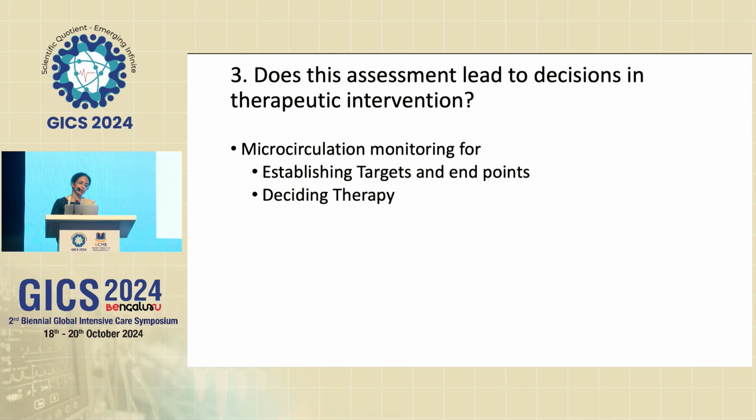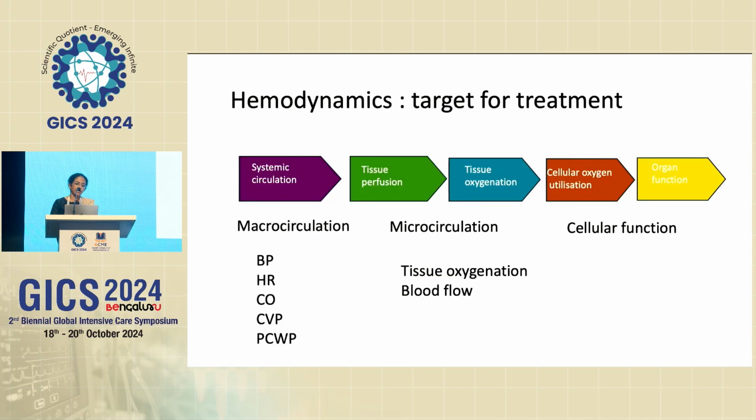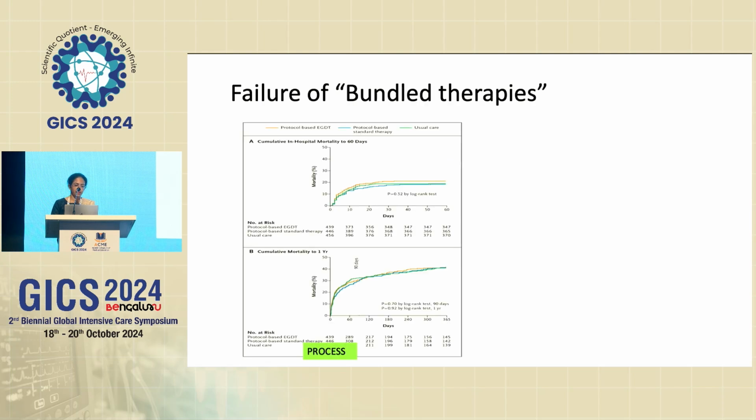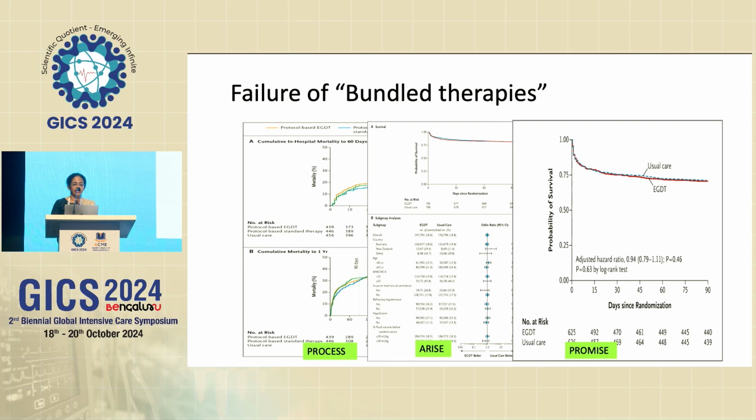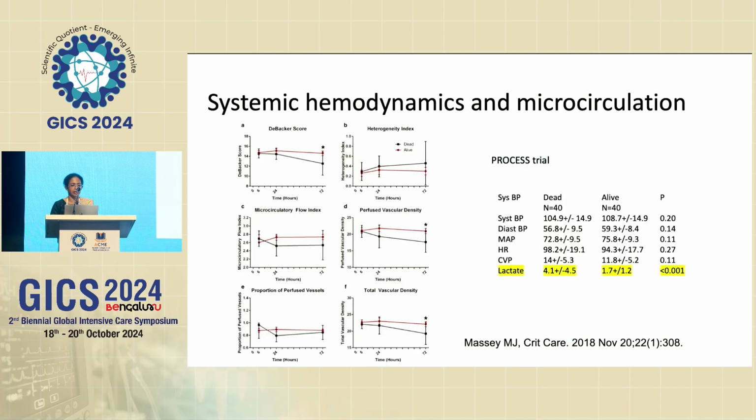So what are our goals in the microcirculation? So we need to find the tissue oxygenation and blood flow. Then targeting the blood pressure and heart rate was done for the microcirculation. We have seen that three major large studies did not find any difference in mortality outcomes when they compared the usual care to the goal-directed therapy.